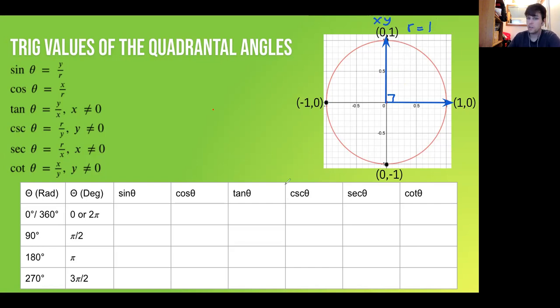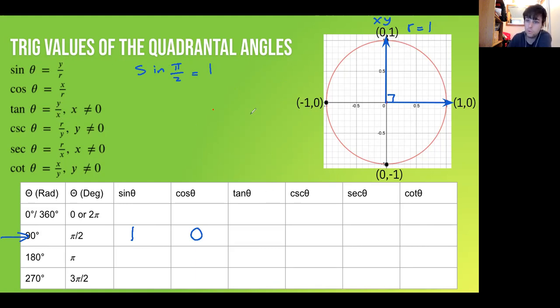Okay, so using those, we've already defined all of our trig functions in terms of x, y, and r. So we can go ahead and figure out what these values would be. On the unit circle, the sine of pi over 2 is equal to y over r, so 1 over 1, 1. I'm filling out this row right here, the 90 degree, the pi over 2 row. Cosine is equal to x over r, so 0 over 1, 0.